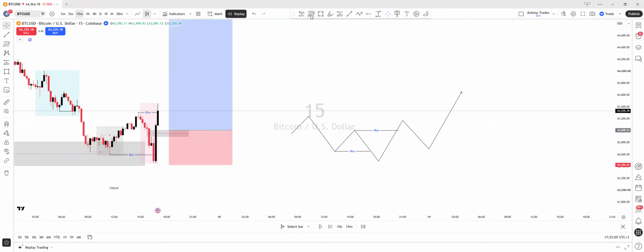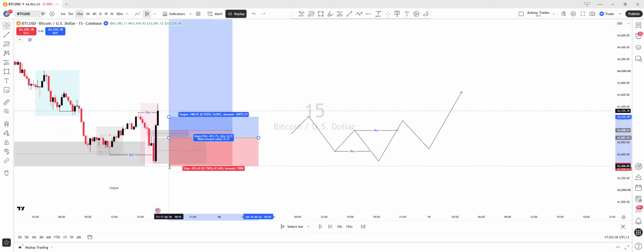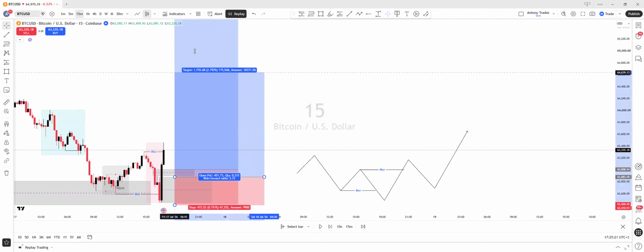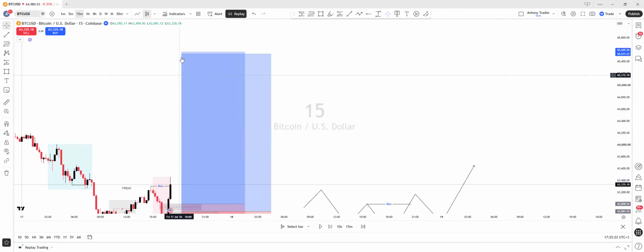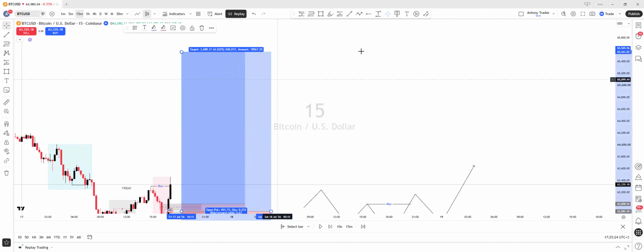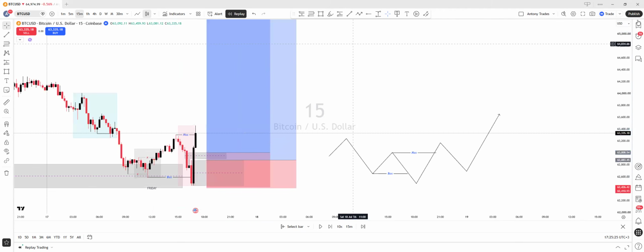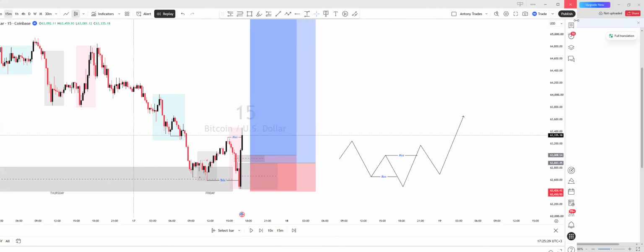The second entry can be this order block. You see this one, the last sell candle before the buy movement becomes your order block. That also would be another entry. Your entry from there, stop loss below there, and then you target the same area. So let's see now how this market played out on this example.